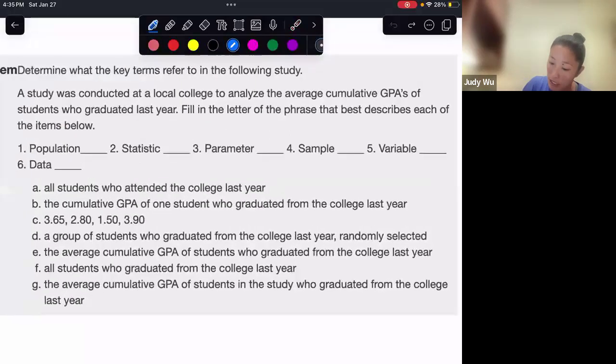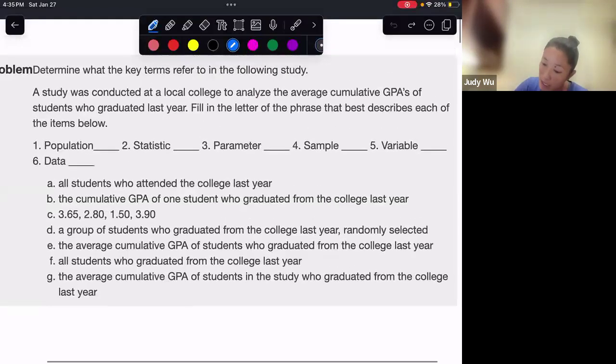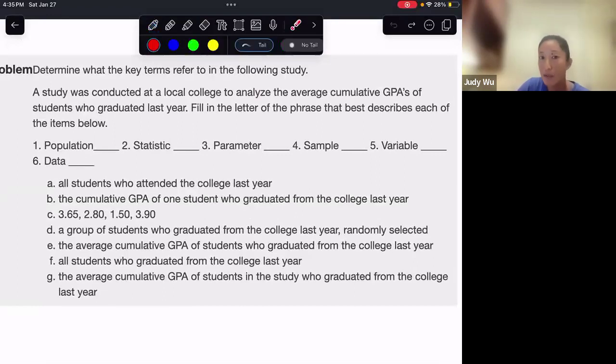Now, if you go back into your textbook and look at where it says population, it says that we can think about population as a collection of persons, things, or objects under a study. I really like to think about it as: what is it that we're trying to study? If we read this prompt more carefully, it says a study was conducted at a local college to analyze the average cumulative GPAs of students who graduated last year. So our population is all the students who graduated last year.